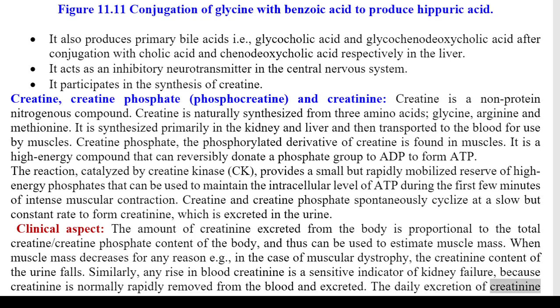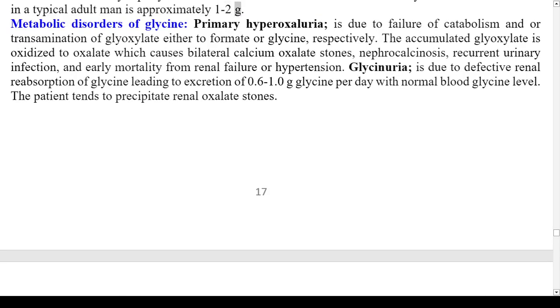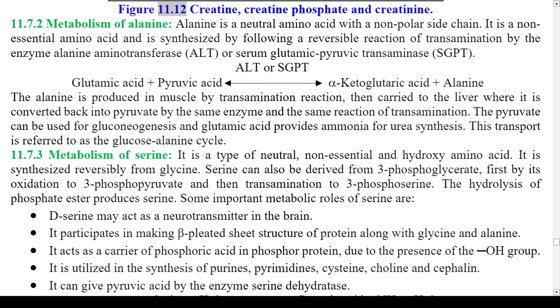The daily excretion of creatinine in a typical adult man is approximately 1 to 2 g. Metabolic disorders of glycine. Primary hyperoxaluria is due to failure of catabolism and/or transamination of glyoxylate either to formate or glycine, respectively. The accumulated glyoxylate is oxidized to oxalate, which causes bilateral calcium oxalate stones, nephrocalcinosis, recurrent urinary infection, and early mortality from renal failure or hypertension. Glycinuria is due to defective renal reabsorption of glycine, leading to excretion of 0.6 to 1.0 g glycine per day with normal blood glycine level. The patient tends to precipitate renal oxalate stones. Figure 11.12 Creatine, creatine phosphate, and creatinine.